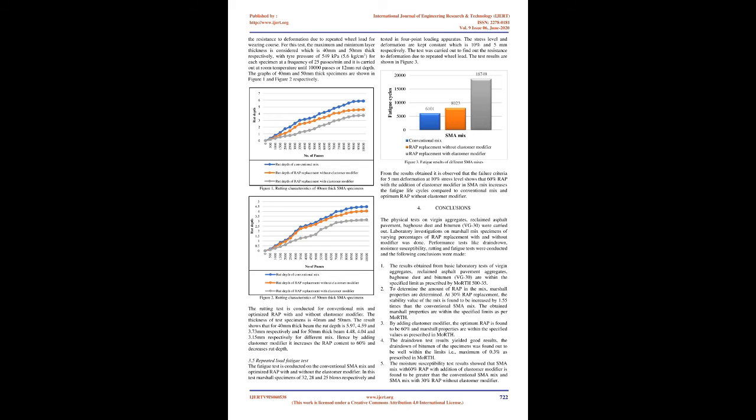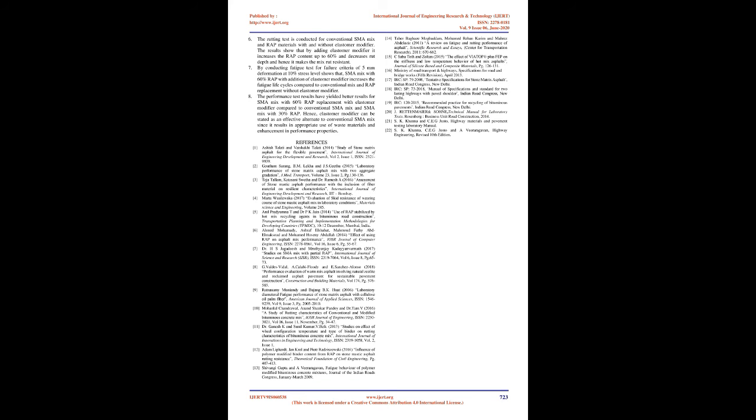The graphs of 40 mm and 50 mm thick specimens are shown in Figure 1 and Figure 2 respectively. The rutting test is conducted for conventional mix and optimized wrap with and without Elastomer Modifier. The thickness of test specimens is 40 mm and 50 mm. The result shows that for 40 mm thick beam the rut depth is 5.97, 4.59, and 3.73 mm respectively, and for 50 mm thick beam 4.48, 4.04 and 3.15 mm respectively for different mix. Hence by adding Elastomer Modifier it increases the wrap content to 60% and decreases rut depth.